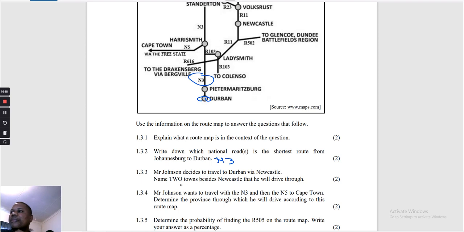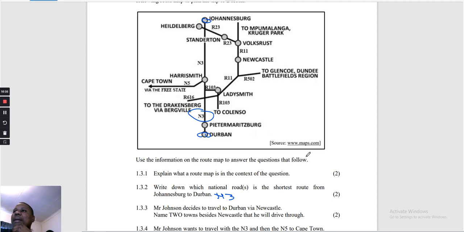Then they say Mr. Johnson decided to travel to Durban via Newcastle. Name 2 towns beside Newcastle that he will drive through. Okay, he doesn't want to use the N3, but he must pass Newcastle. But don't tell us about Newcastle. Which 2 towns is he going to pass? Okay, he's going to pass here. Oh, he's going to pass this one.